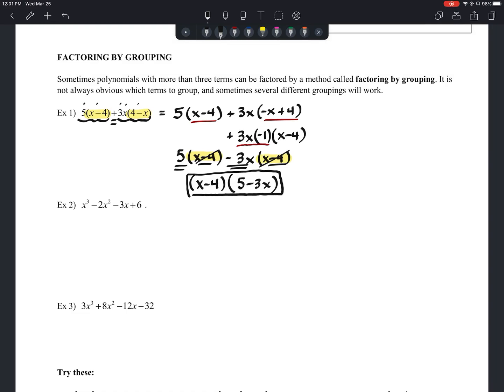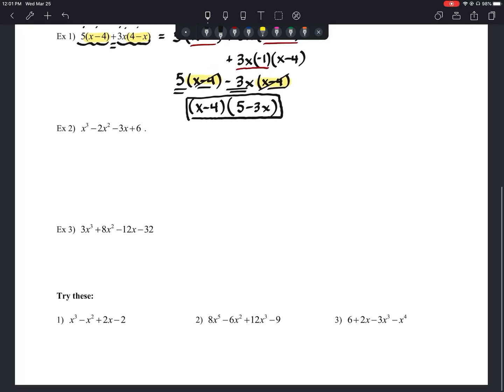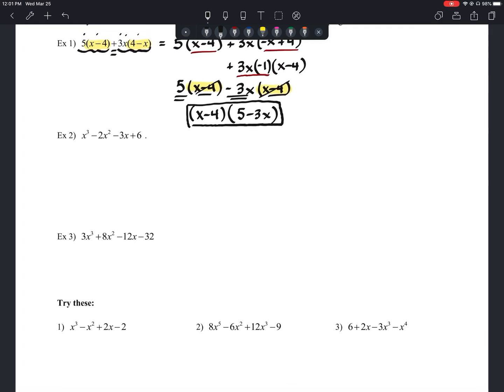Now we're going to use part of what we just used in that one in our additional examples that are coming up. So as we look at the next one here, our example number 2. Okay, example number 2, we have x to the third minus 2x squared minus 3x plus 6. So we have a total of 4 terms here. So what we're thinking about here is maybe we can factor by grouping.